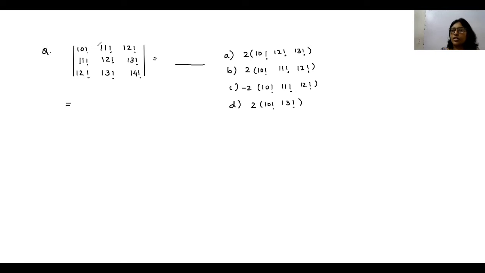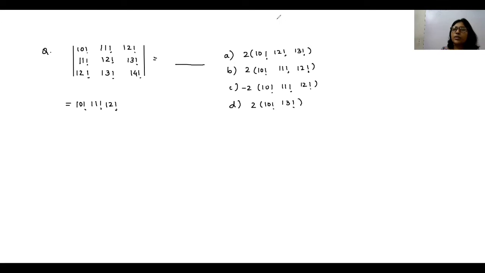Hello everyone. In this series of GUJCET, today we are going to solve the paper of 2018. Here is a question of determinant with factorial terms. So we'll try to reduce the factorial. From the first row, we have 10 factorial as the least value, so we'll take 10 factorial common. From the second, we have 11 factorial, and from the third, we have 12 factorial.